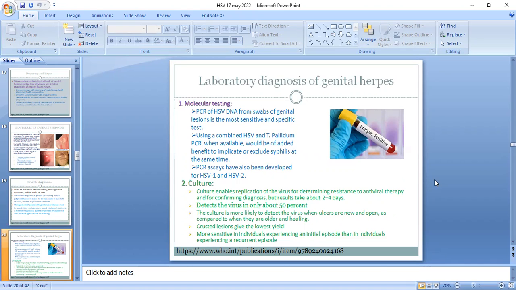Now, the ulcer culture method. Culture enables replication of the virus for determining resistance to antiviral therapy and for confirming diagnosis, but results take about 2 to 4 days. It detects the virus in only about 50% of cases. The culture is most likely to detect the virus when ulcers are new and open as compared to when they are older and healing. Parasitic lesions give the lowest yield. It is more sensitive in individuals experiencing an initial episode than in individuals experiencing a recurrent episode.